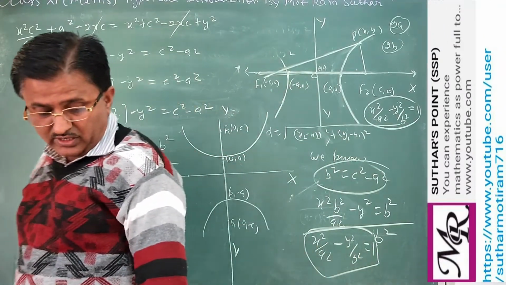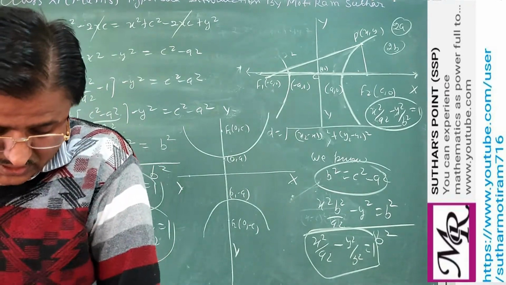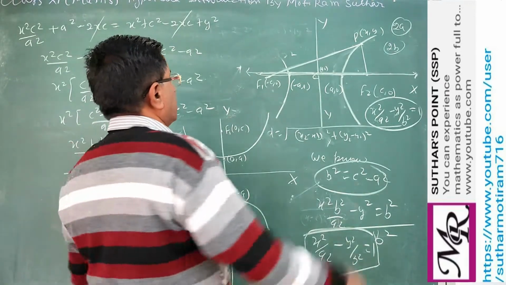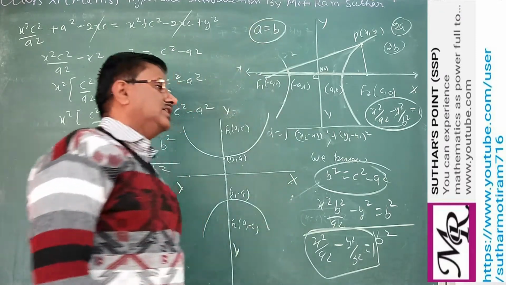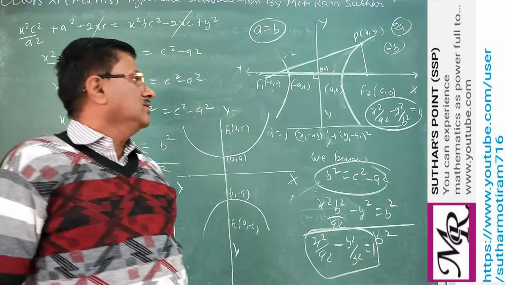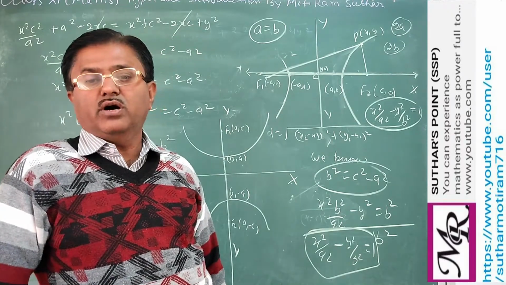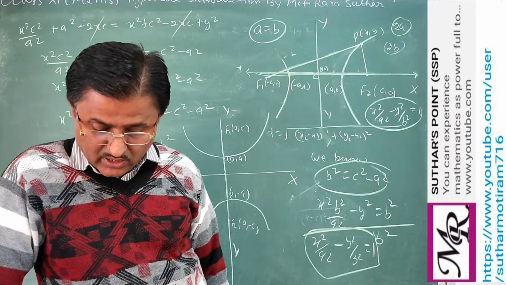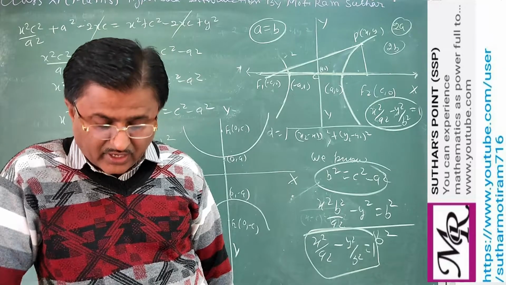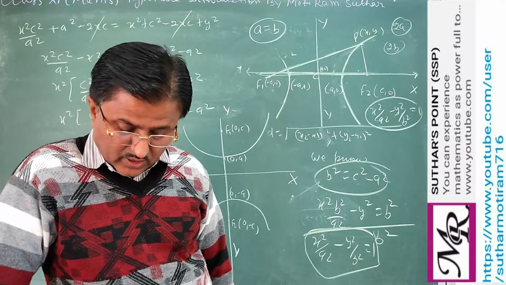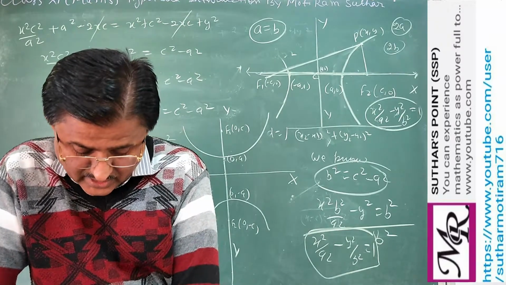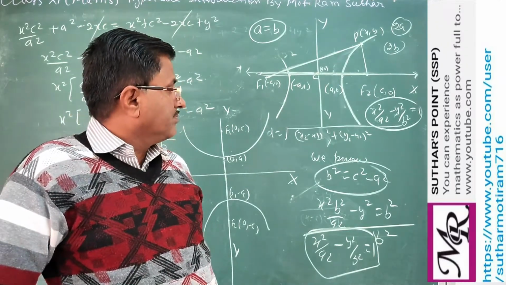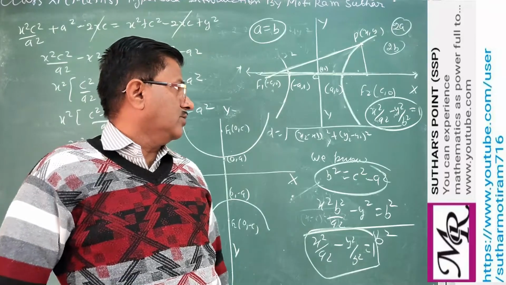But there is one more type of hyperbola, in which the semi-transverse axis and the semi-conjugate axis lengths are both equal. Such a type of hyperbola is called an equilateral hyperbola. Equilateral hyperbola.